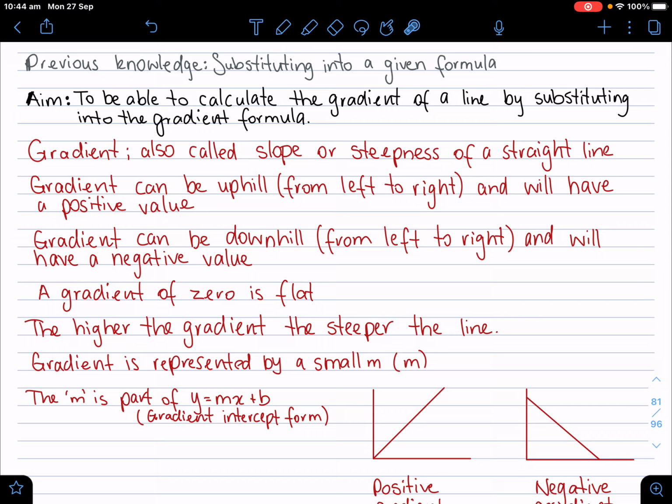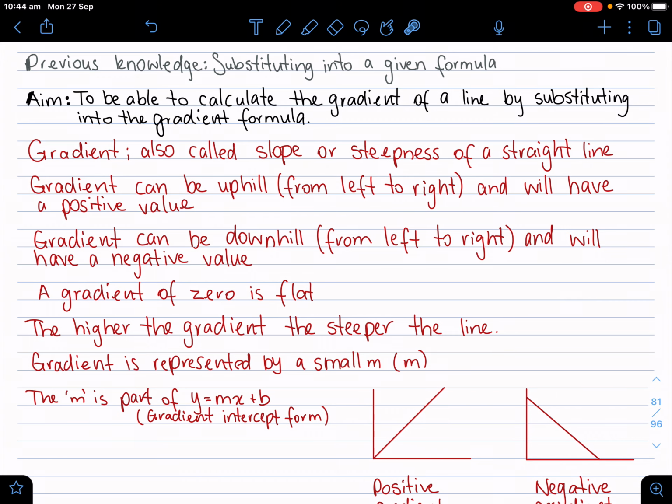Hey guys, so today we're going to be talking about gradient or slope as part of coordinate geometry and linear relationships. By the end of this video, you should be able to calculate the gradient of any straight line by using either the gradient formula or rise over run or y equals mx plus b.